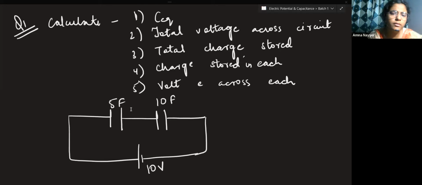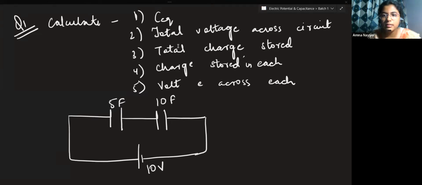Charge is not given, Fahad. That's correct. But charge you can calculate. You know the total voltage. You know the equivalent capacitance. I think, Abia, you have calculated 1 by C equivalent. What are the numbers given? 5 and 10. No. You have to tell me C equivalent, not 1 by C equivalent.